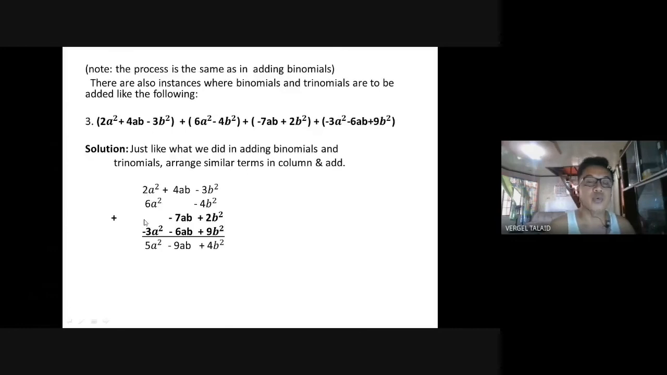This time we have to combine first the numerical coefficients having the same sign. Since 2 and 6 are both positive, 2 plus 6 is 8, minus 3, that becomes 5. Copy the common literal coefficient a squared. For the second term, negative 7 and negative 6 is negative 13, because we are going to add and copy the common sign, negative. Added to 4, it is unlike signs, so we have to subtract and copy the sign of the largest absolute value. That is, the answer is negative 9. Then copy the common literal ab.